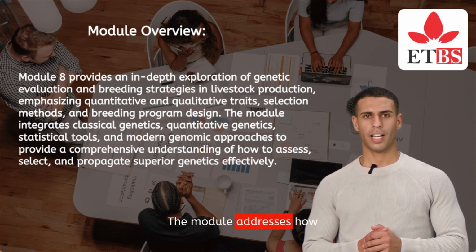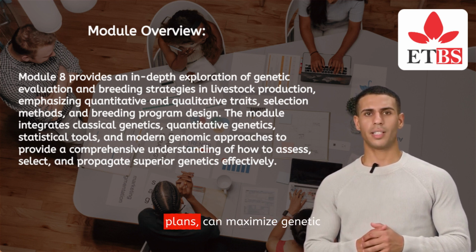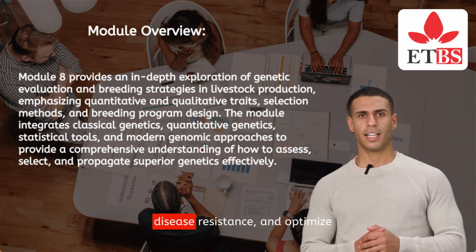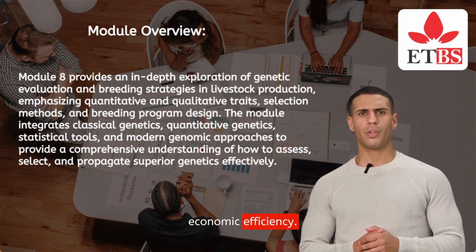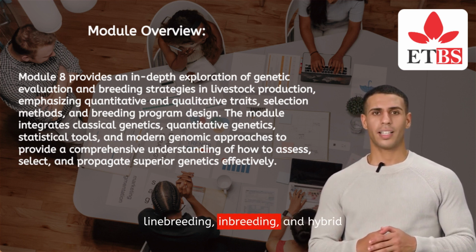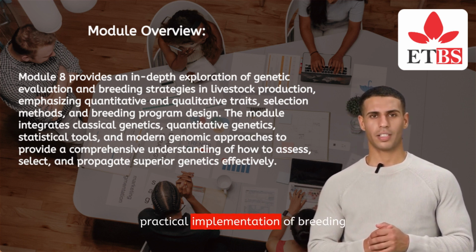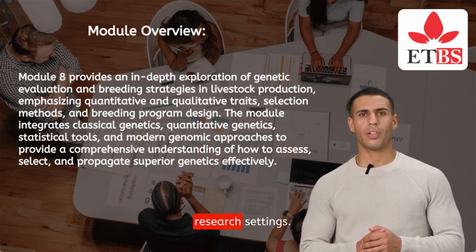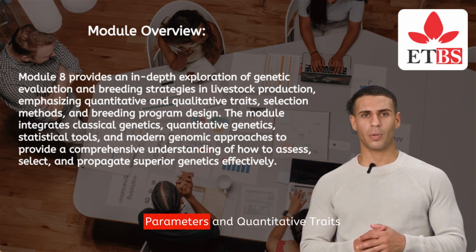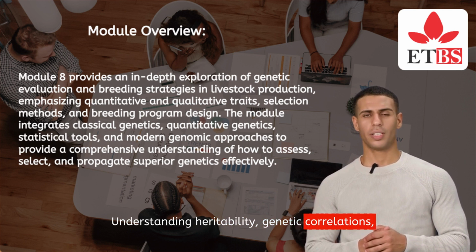The module addresses how systematic evaluation of animals, combined with strategic mating plans, can maximize genetic gain, improve productivity, enhance disease resistance, and optimize economic efficiency. It also examines crossbreeding, linebreeding, inbreeding, and hybrid vigor, heterosis, alongside the practical implementation of breeding objectives in commercial and research settings.